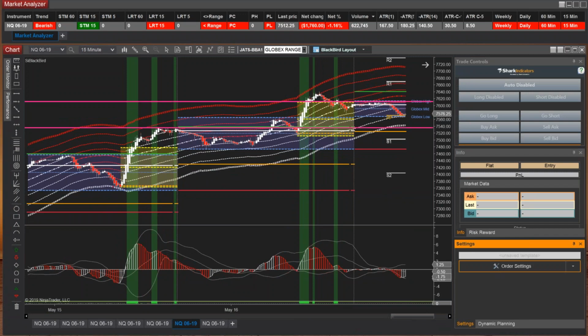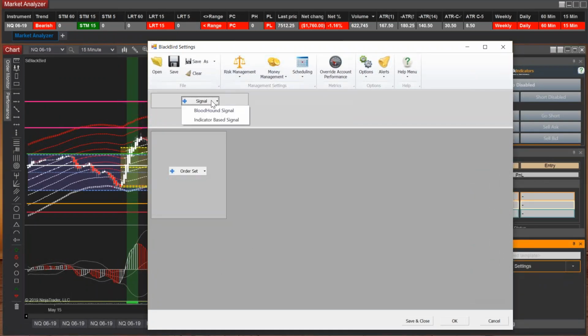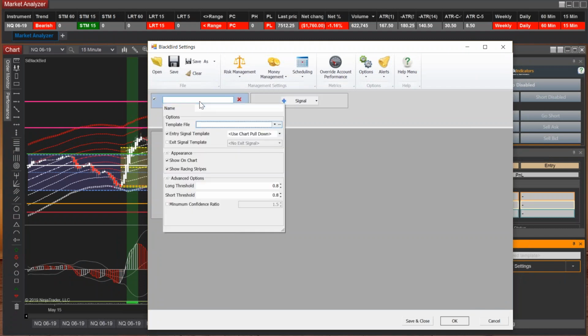Click your order settings button. That will give you your platform. You get your signal, click on that box, click back in it, hit your ellipses, and you can select the template that you want to take your signals from. So I just put the black box algo template, and now I can select one of those solvers.